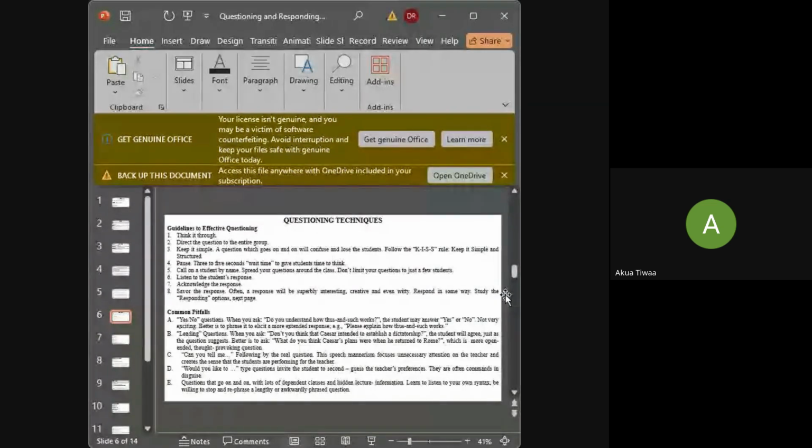And then you also need to avoid leading questions. An example is when you ask, do you think that Caesar intended to establish a dictatorship? That one is a leading question because you have made us know that Caesar was a leader. So was his rule a dictatorship or something? It's a leading question. And then the next one is, can you tell me, followed by the real questions.